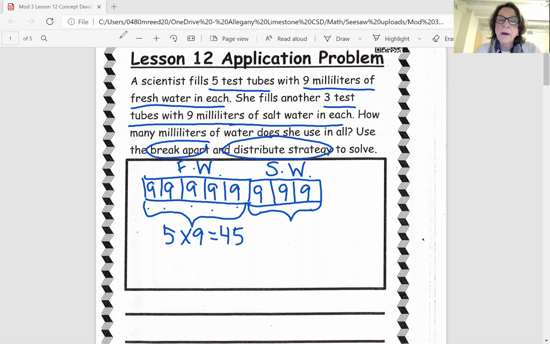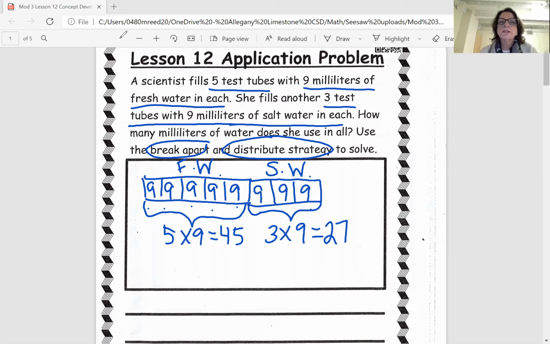Now, I want you to think about what number sentence you would write for the last 3 test tubes, the test tubes that are filled with salt water. Okay, and if you said 3 times 9, you are correct. There are 3 equal groups of 9. Again, we could skip count by 9 3 times, or if you know your 3s, maybe you have that fact memorized, or maybe you want to skip count by 3 9 times. Either way, you should get 27.